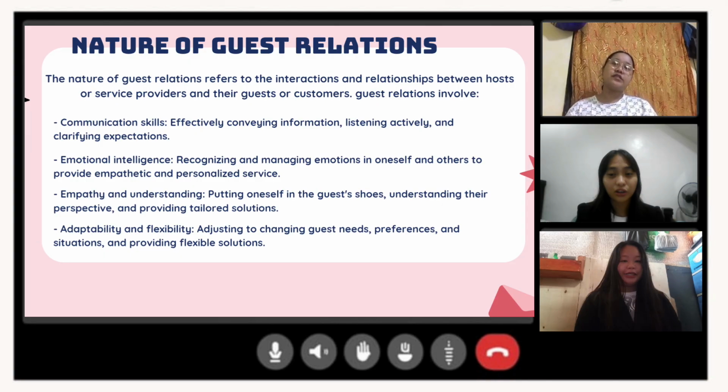So, the third one is the empathy and understanding. So, dito naman, this is about putting yourself in their shoes and trying to understand their perspective and give them solutions na babagay sa situation nila. So, the fourth one is the adaptability and flexibility. So, sabi nga nila, di ba, things change. So, possible na may mangyaring bigla ang pagbabago, ganun. So, you need to be flexible and adjust to the changing needs and preferences ng guests.